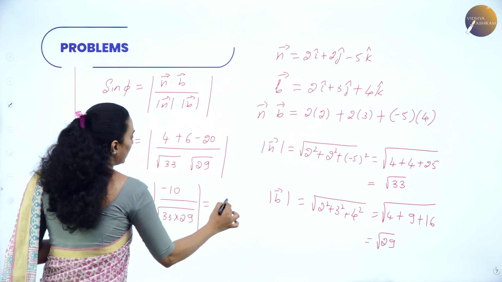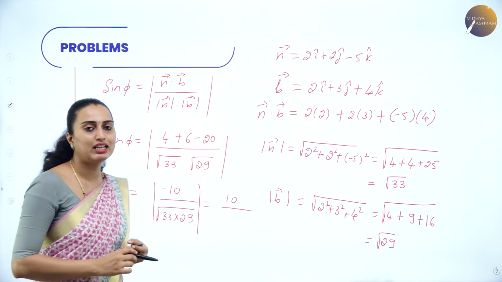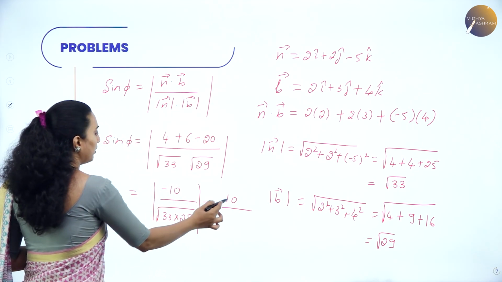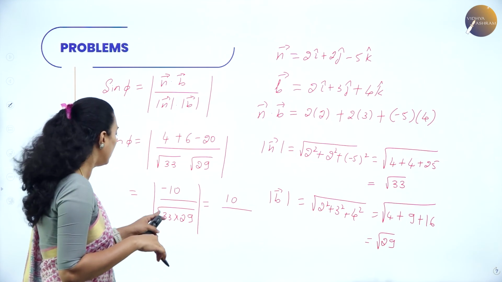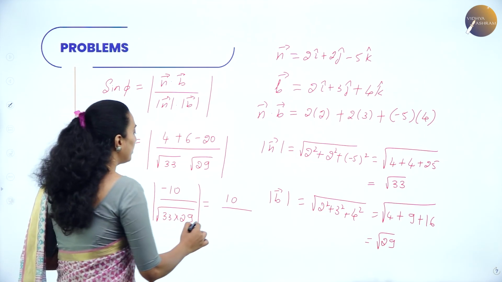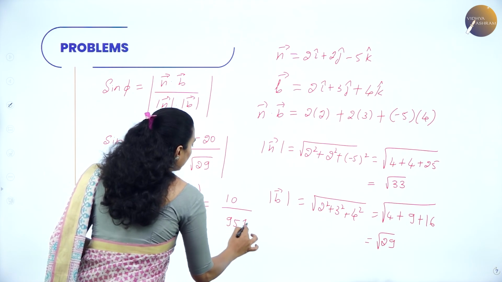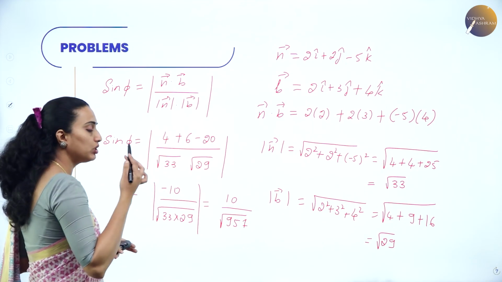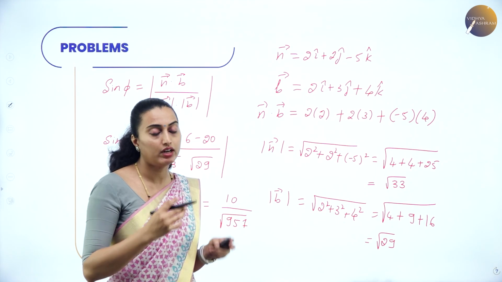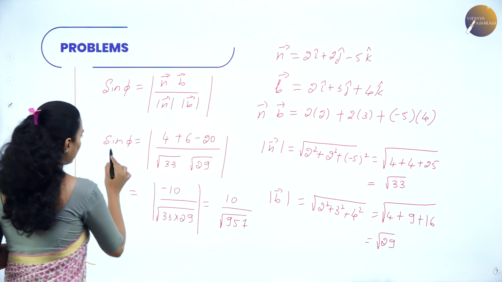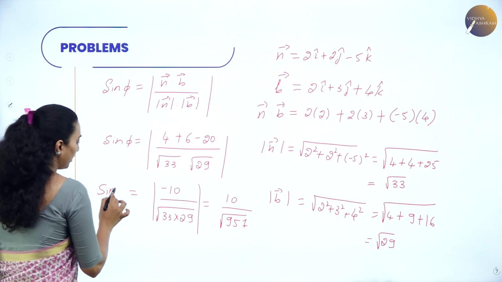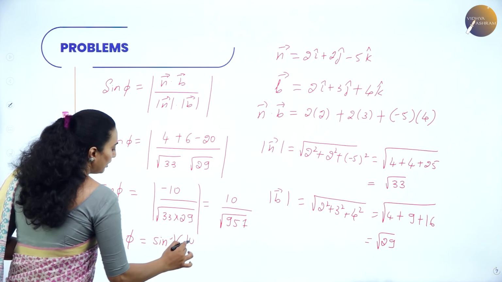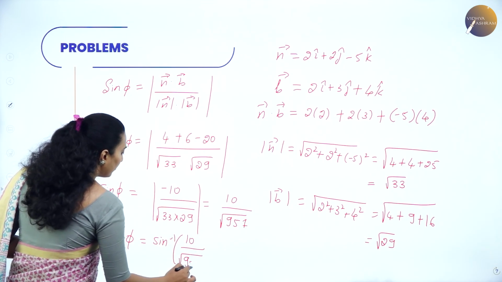So this is 10 divided by... let me calculate this. Negative 10 becomes positive 10 inside the modulus symbol. Now root 33 into 29 becomes 957, so root 957. Therefore, if sin phi equals 10 divided by root 957, then phi equals sine inverse of 10 divided by root 957.